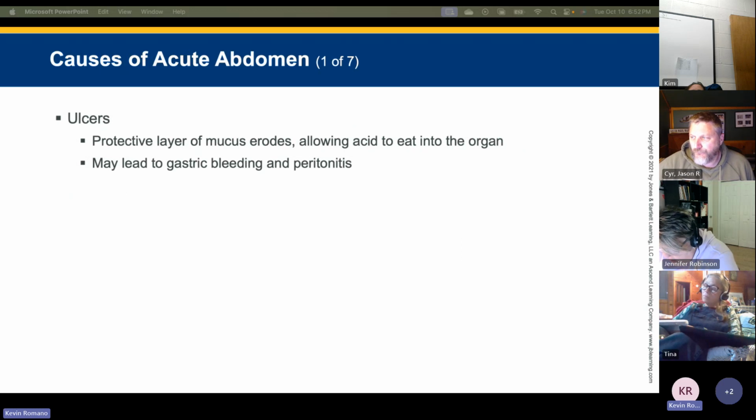So some common causes of acute abdominal pain. Ulcers: the protective layers of the mucous linings start to erode, allowing acid to eat into the organ. Most peptic ulcers are caused by an infection of the stomach with the Helicobacter pylori bacteria. Okay. You guys got all that? Helicobacter pylori bacteria?